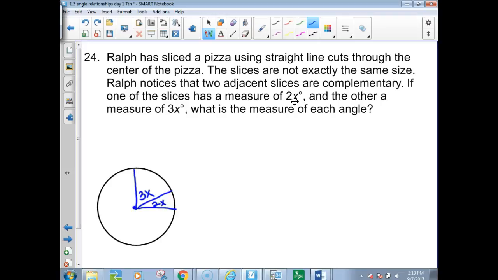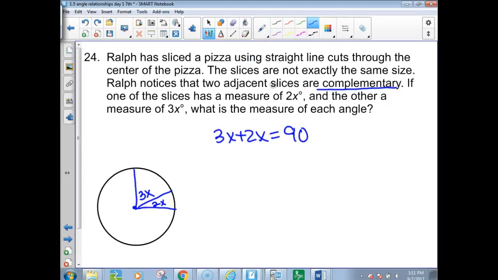Now, how the heck Ralph found out one's 2x, and I know this is kind of contrived, because at home I'm not thinking you cut the pizza and said one of them's 2x and one of them's 3x, but you know. Anyway, we'll go with it. What do they add up to? They add up to 90. All right, you got to just know these key words.